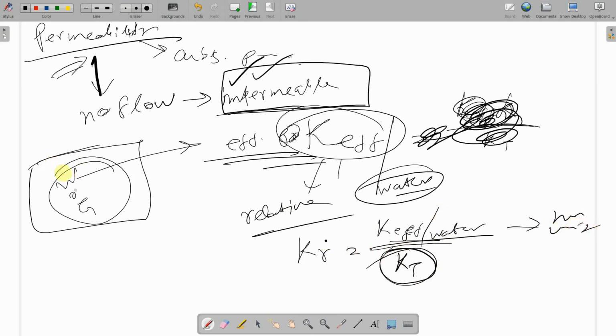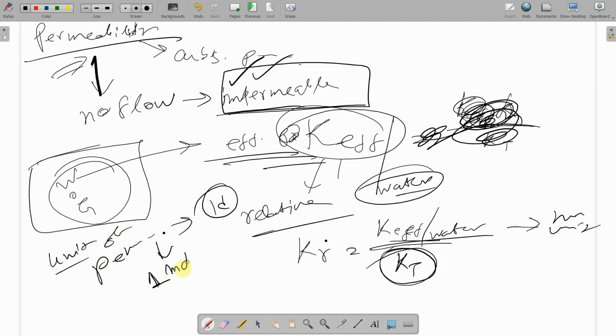Okay. Now tell me the unit of permeability. Darcy. One Darcy. We generally measure permeability in the range of millidarcy when we are talking about rock and others. So we'll be using the millidarcy term. Okay.